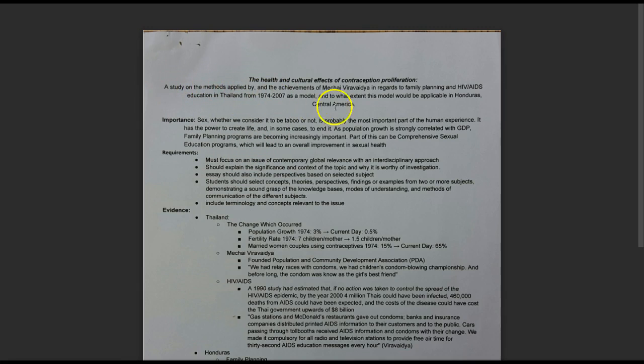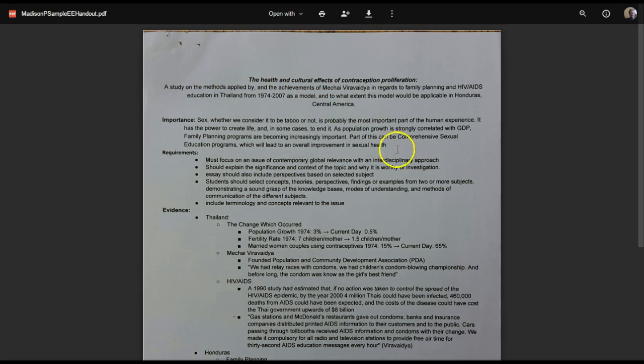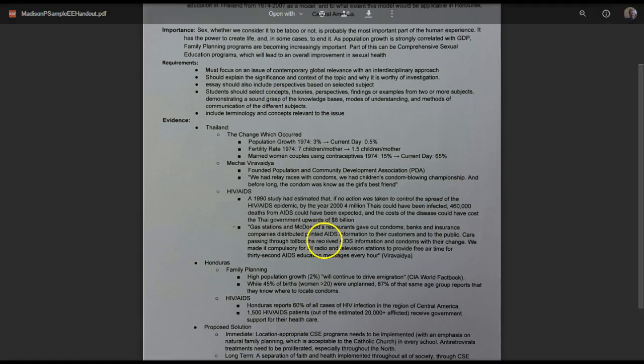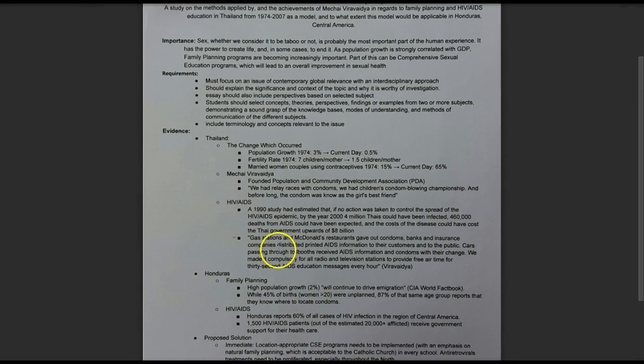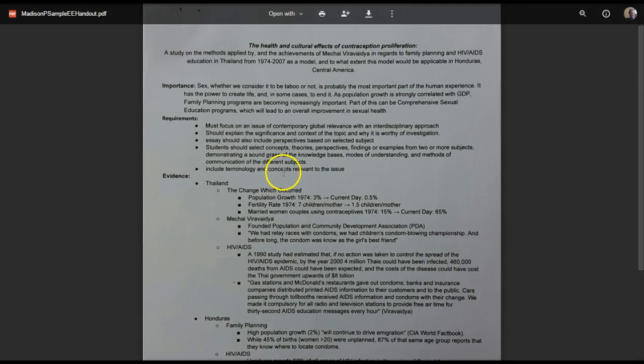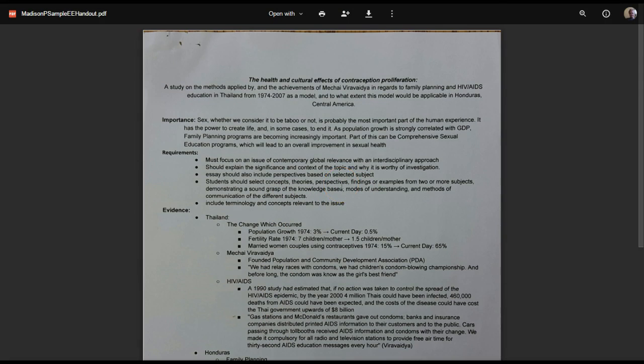She's got a question clearly here on the top. This is the importance, the significance of the topic. Requirements from her rubric. Evidence comes in. So this is one way that it could look. I feel like this is really well done for one single page 8x11.